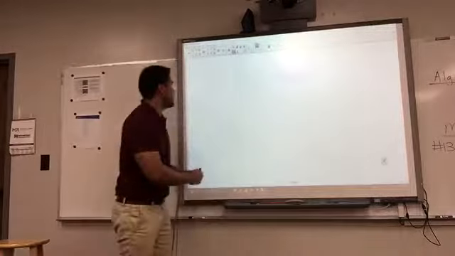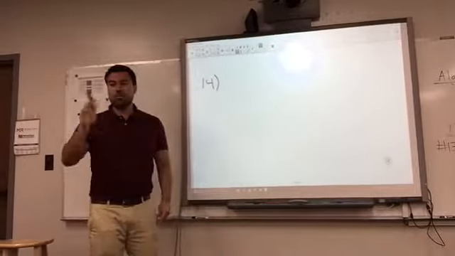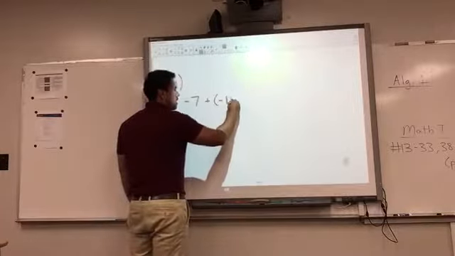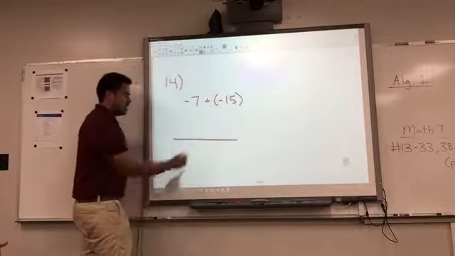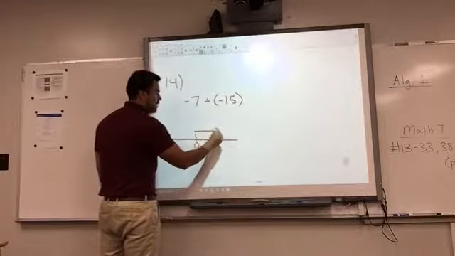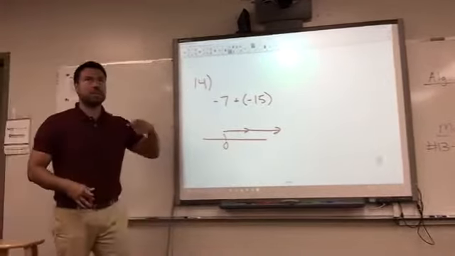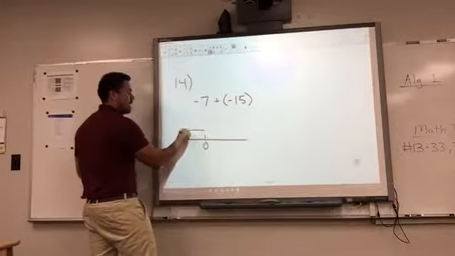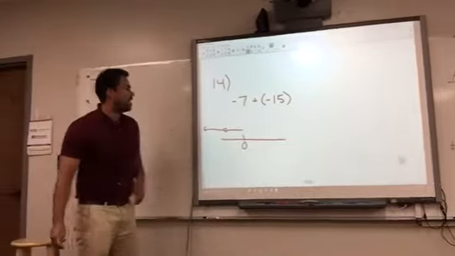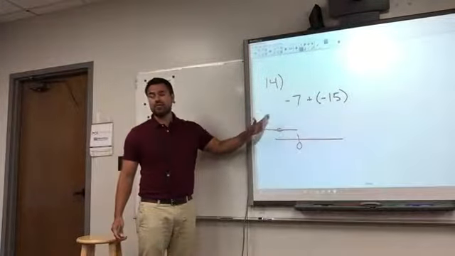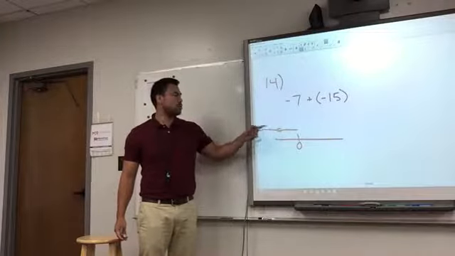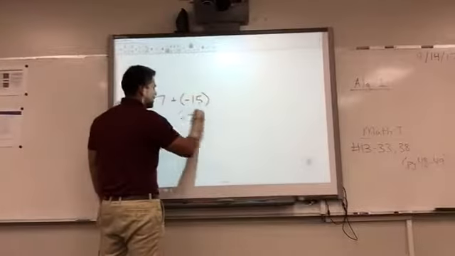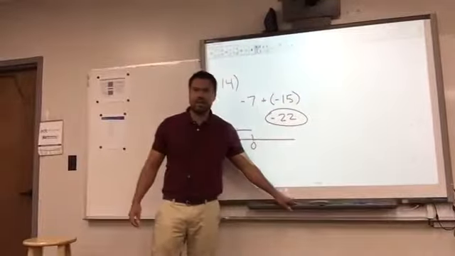All right, 14. Can you read the problem, Jack? -7 plus -15. Okay, so here's my sketch. 0, -7, -15. Think backwards this way. -7 and -15. Maybe right here. So where am I at? Am I in the positive or negative zone? Negative. And then what would you do with those two numbers? You add them up. And what do you get, guys? -22. All right. How many of you got -22 on that one?